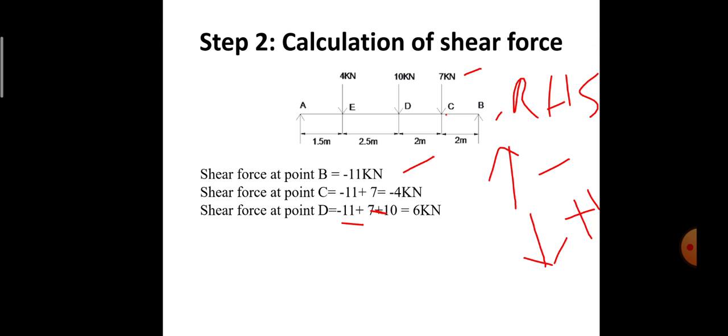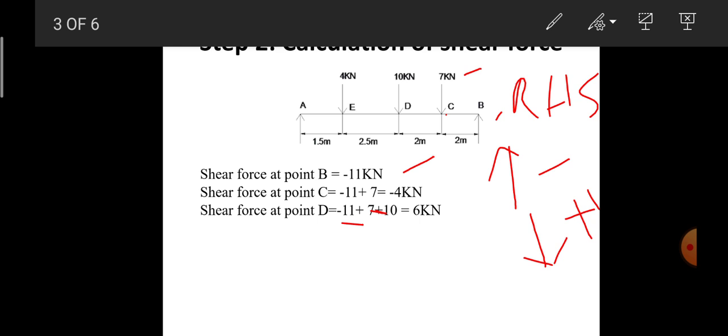So next is point D. Previous to point D we have 2 points, that is point C and point B. So the shear force at point D is the force at that point plus the forces acting at the previous points, that is at point C and point B. So here it is minus 11 plus 7 plus 10. Why is it plus 7 plus 10? Because they are acting in the downward direction, and 11 is acting in the upward direction. If I add up, I'll get the magnitude as plus 6 kilonewton.